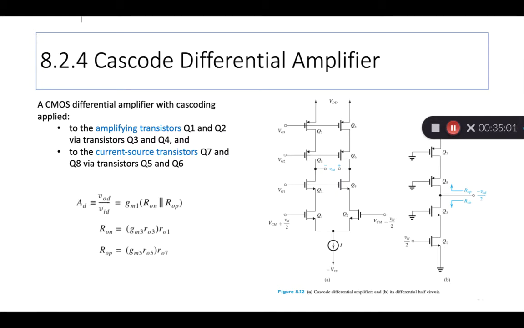The total voltage gain, if the output is taken differentially, VOD by VID, is this. Now you have RON and ROP. RON is the net output resistance of the N devices, the two at the bottom, which is given by this formula, and then ROP, which is given by this formula. So it's a little more complex, but as we do some problems, you'll understand, I think, better.